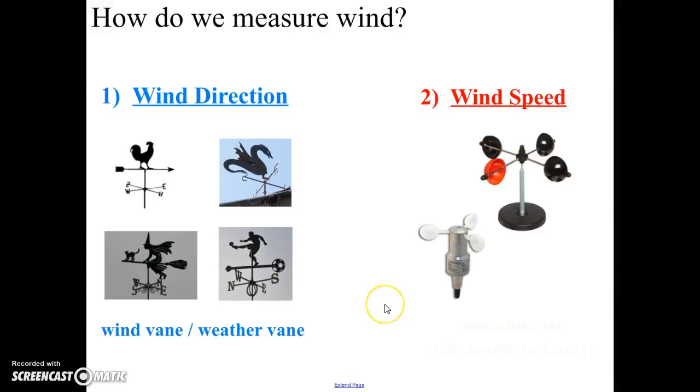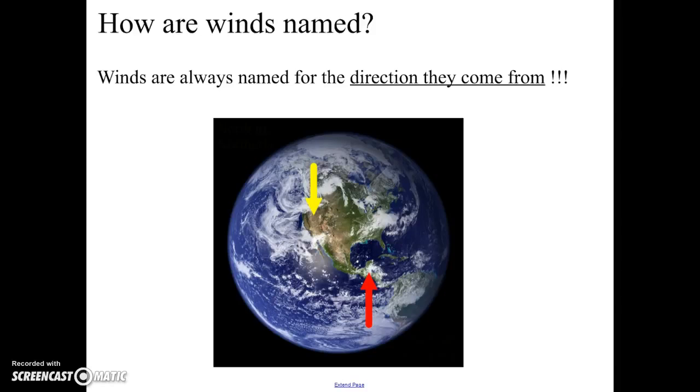To measure the speed of the wind, we use an instrument called an anemometer, which will measure the wind speed either in miles per hour or in knots. In class tomorrow, we'll take a look at an anemometer and I'll show you how it works. But for now, just write down that an anemometer is how we measure the wind speed in miles per hour or in knots.